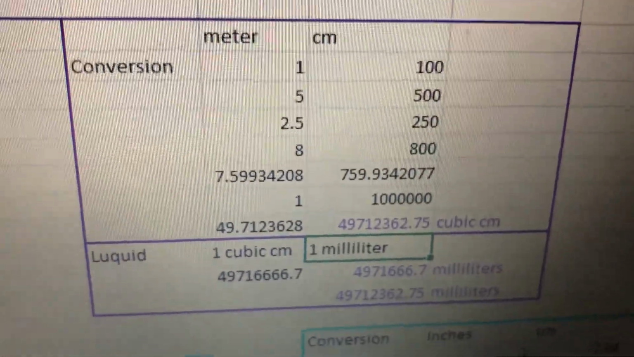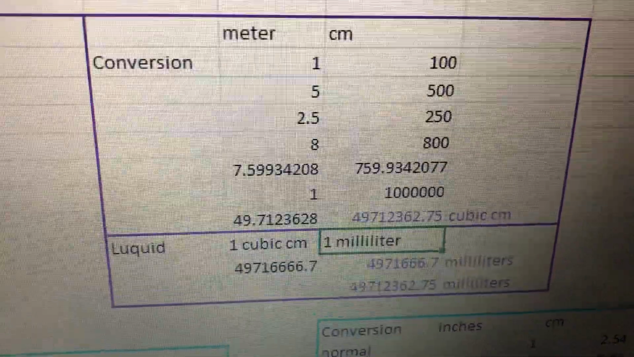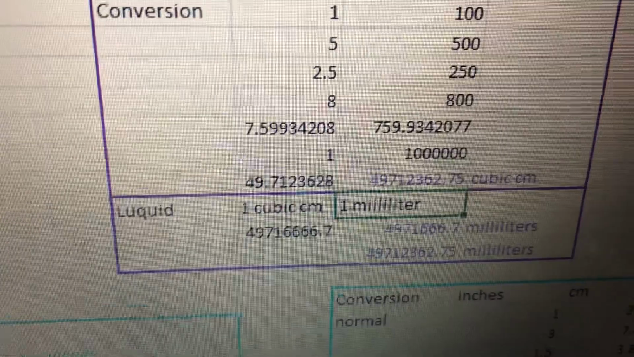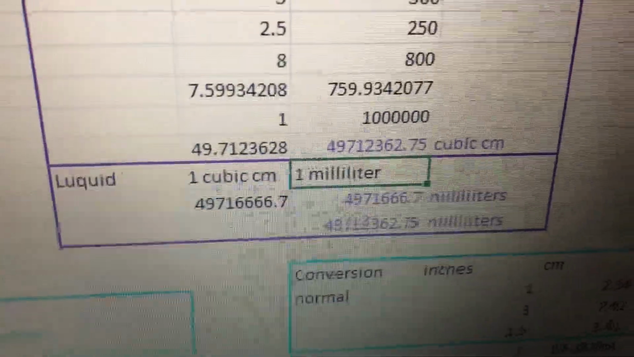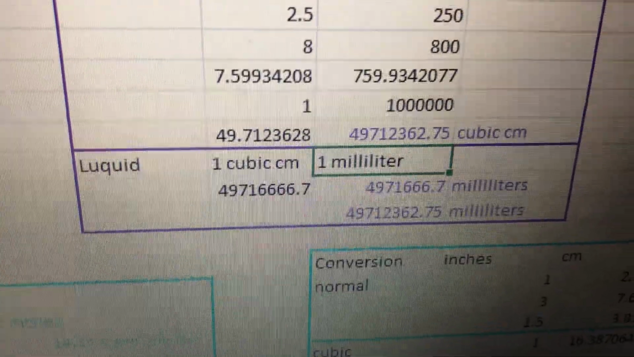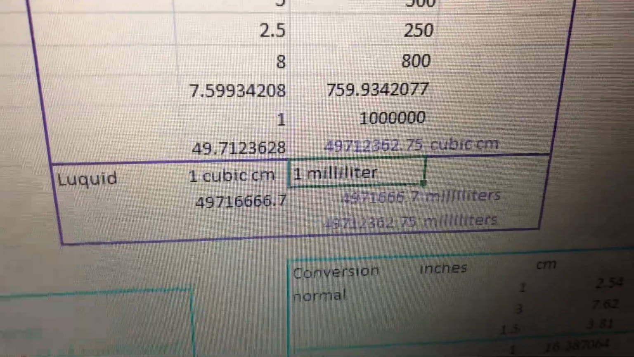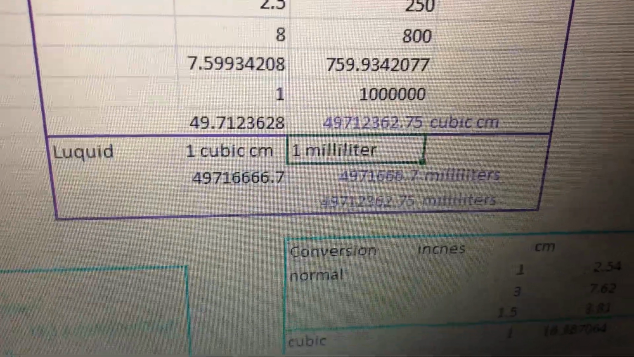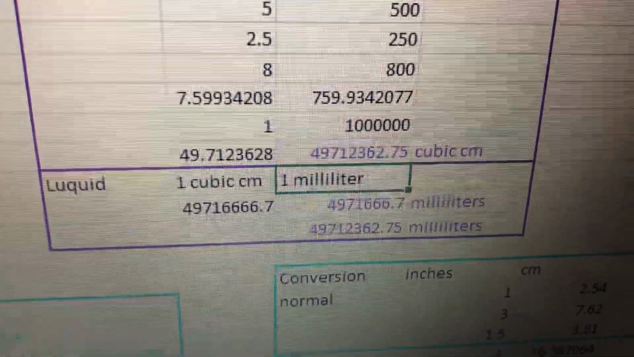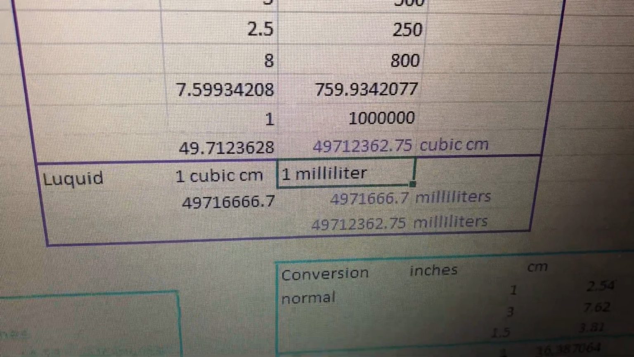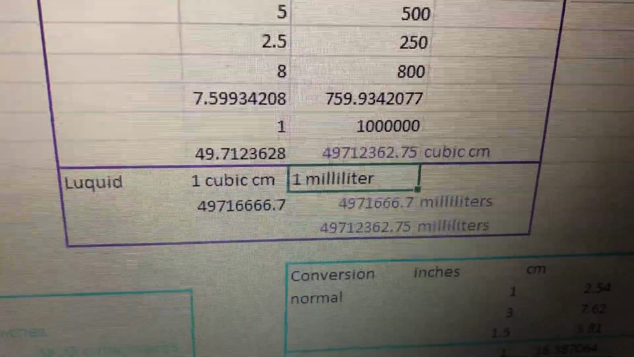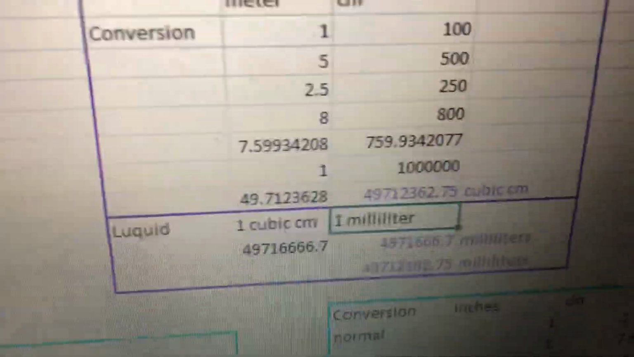49,712,362.75 cubic centimeters. And then once I've already converted that to cubic centimeters, you can already convert your units to milliliters. And you should get the answer of 49,712,362.75 milliliters. Actually, I also got 4,971,000. Yeah, it also means the same thing.